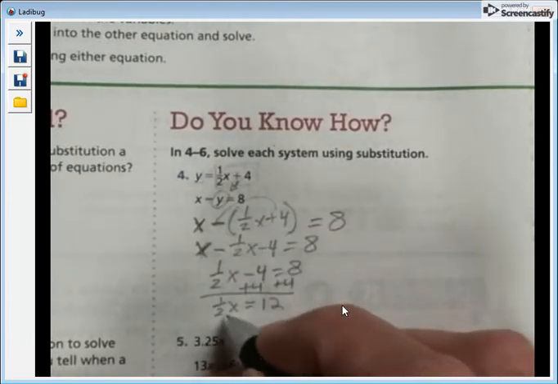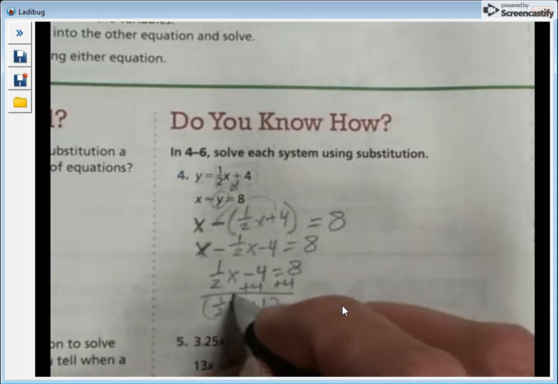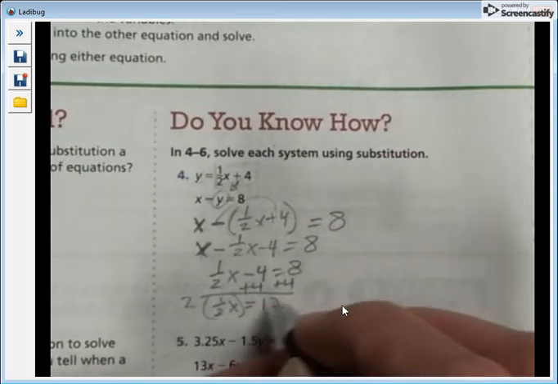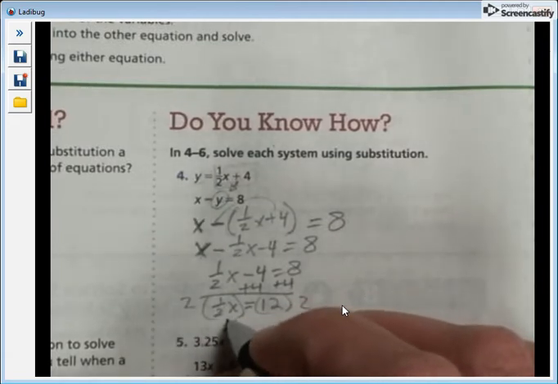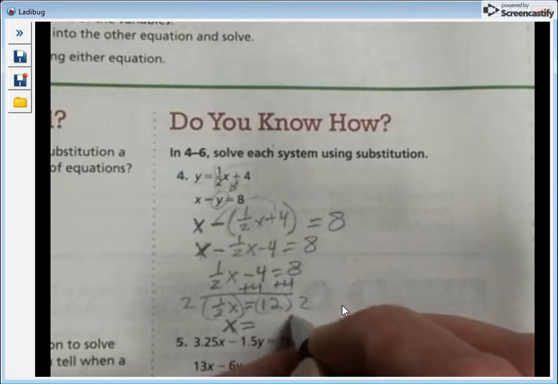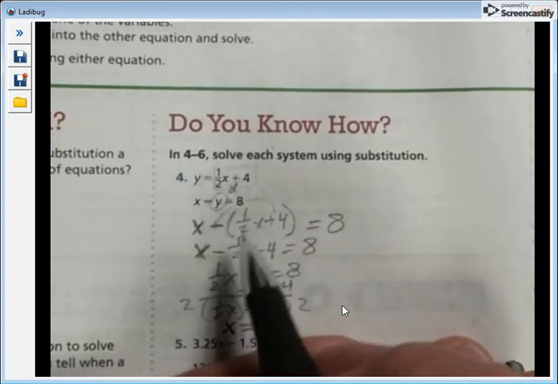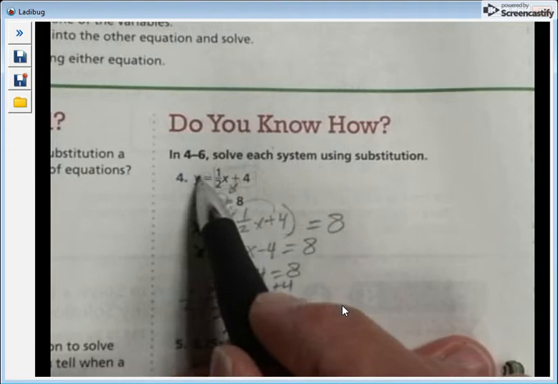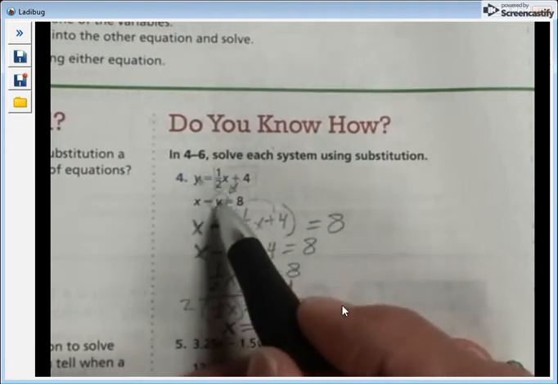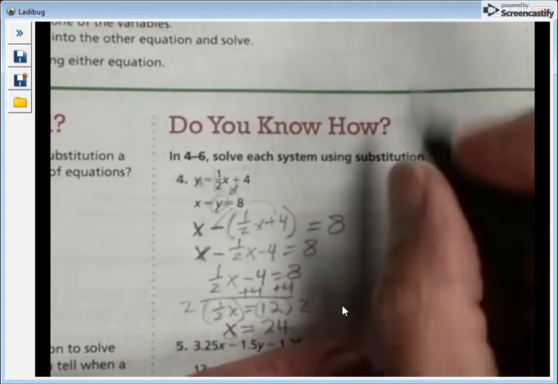So 1 half of what number equals 12? Algebraically, we would multiply both sides by 2, right? Because 2 times a half will give me that 1x equals 12 times 2, which is 24. So now I know that 24 equals x, right? So when both of these y's are equal, x equals 24. So now I just have to really put in the 24 into one of these equations, right?